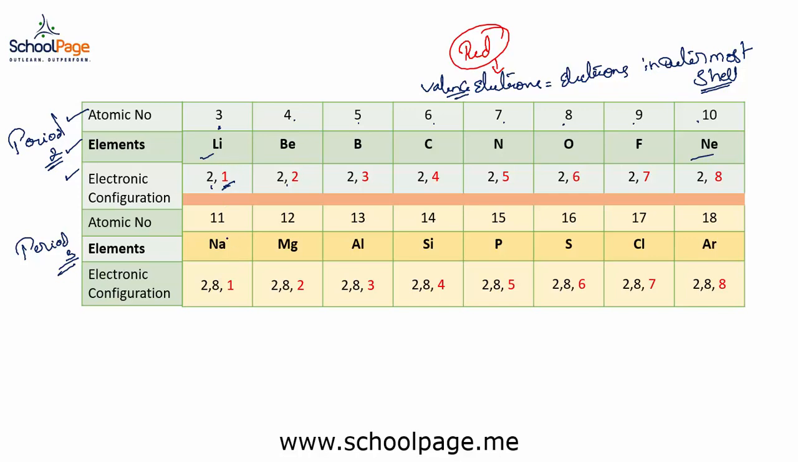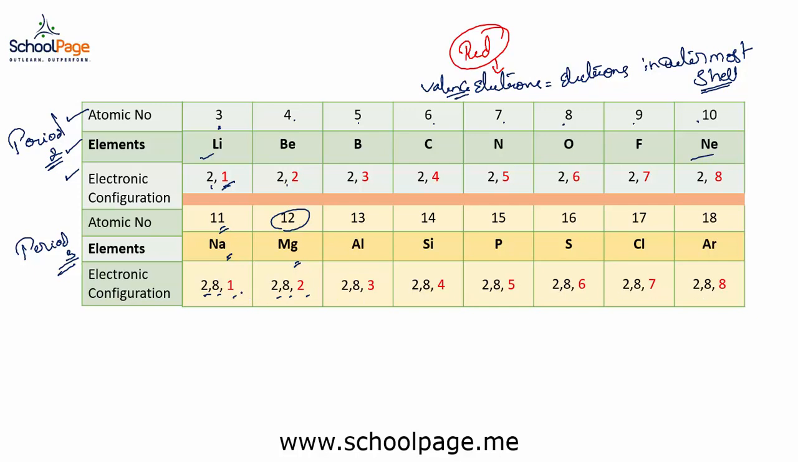Now below lithium you have sodium, and see its atomic number, it is 11. When we write the electronic configuration, it is 2, 8 and 1 because it has 11 electrons. So when we distribute the 11 electrons among different shells, K, L, M, N like that, it is 2, 8 and 1. It is the same for magnesium. With the atomic number 12, it has the electronic configuration 2, 8 and 2, and it goes on.